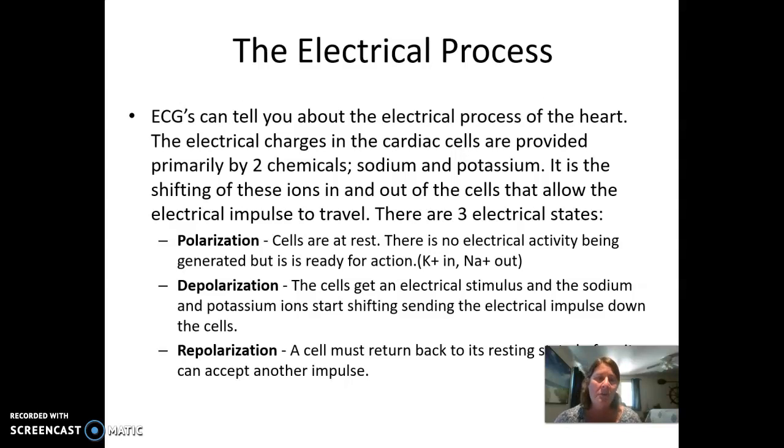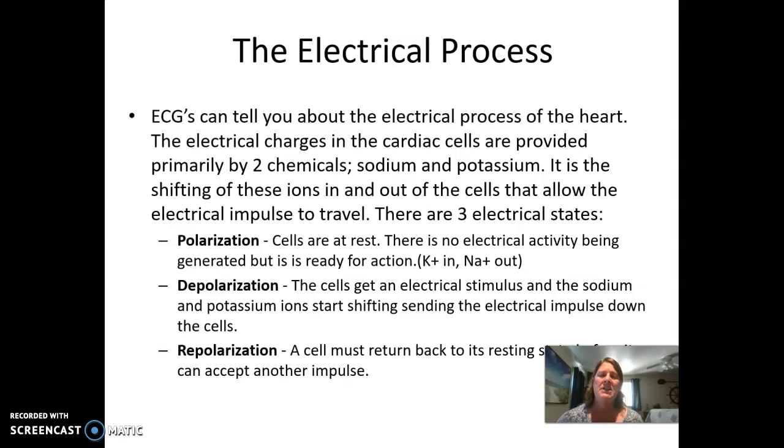So we generally have three electrical states. There's what we call polarization, where the cells are at rest. There's no electrical activity being generated, but everything's ready for action. Everything's ready to go. So potassium is usually inside the cells and sodium is usually outside the cells.